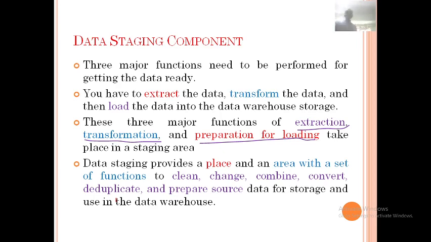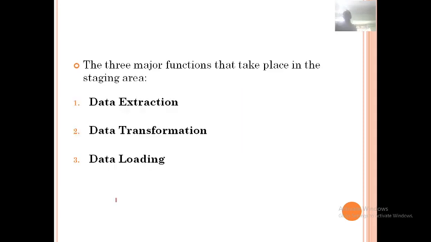Which are those functions? It is a function for cleaning. It is a function for changing from one form into another, and for combining. Combining means if you want to combine two datasets. You can convert data from one form into another, and you can have duplicate values. If I need the same table twice, that can also be done. All these are the functions in the data staging, for storage and use in the data warehouse.